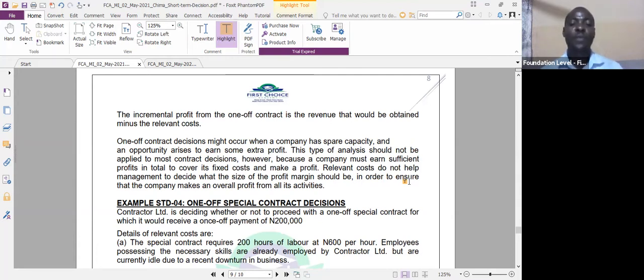All right. One-off contract decisions might occur when the company has spare capacity. So if the company has spare capacity and wants to do the job, yes, a one-off contract can come. But when they don't have spare capacity, it means that something may have to be forgone.